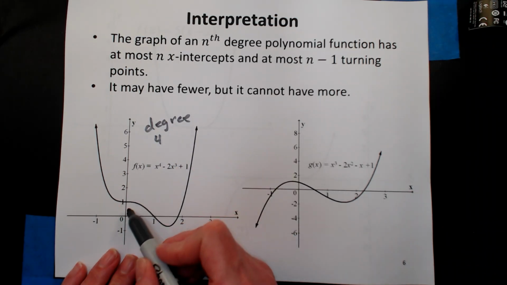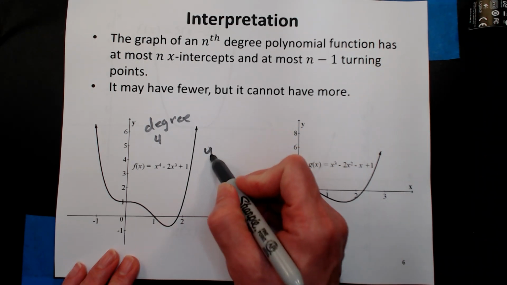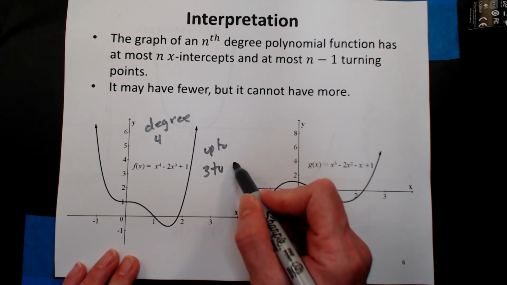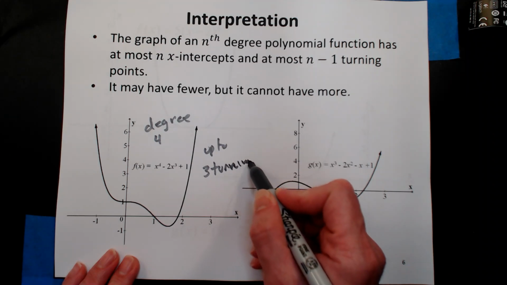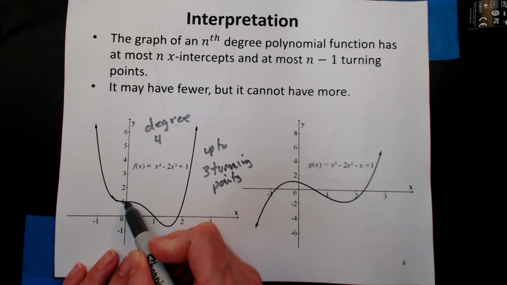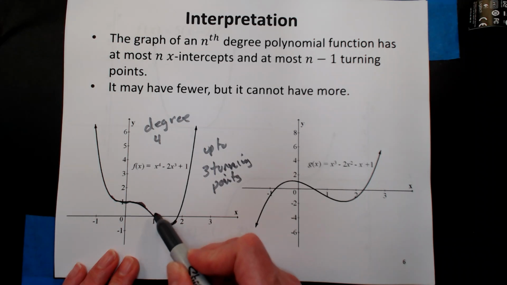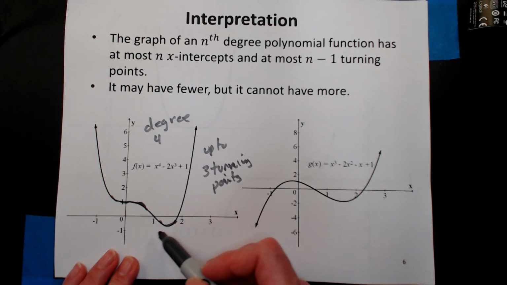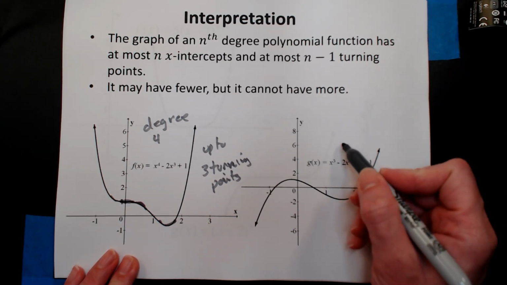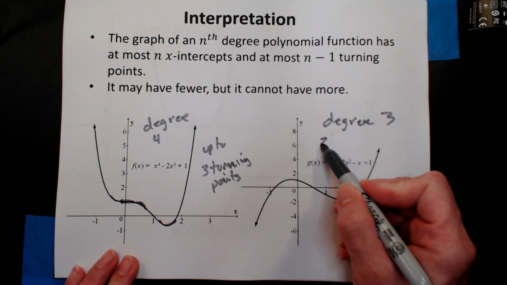So fourth degree means that it can have up to n minus 1 turning points, so up to... Here we can say it doesn't really turn around, it kind of flattens out. You can kind of say this is a turn here, this is a turn here. So it looks like it has at least one major turning point, and then it has this point where it kind of stalls out. So it could have up to 3. This one has degree 3. So we can have up to 2 turning points.